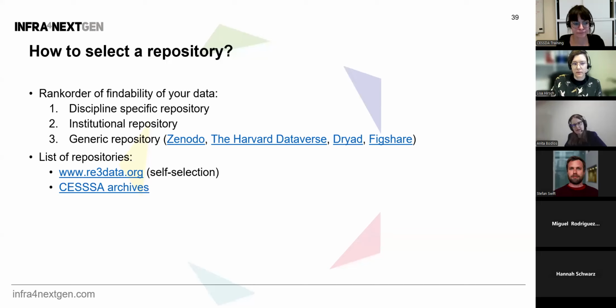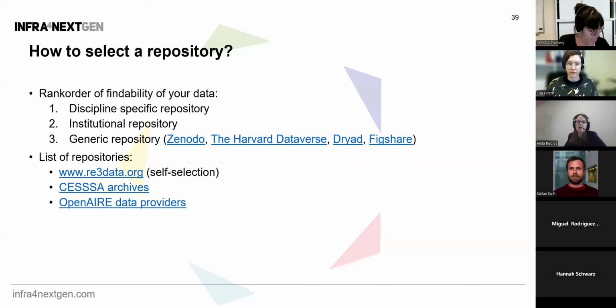If you work with social science data, you could also have a look at the CESSDA archives, the list of all the archives that are part of the Consortium of European Social Science Data Archives. OpenAIRE is another way of finding data providers. The OpenAIRE data providers list, the catalog, has many repositories also enlisted. And for some funders, for instance, for the European Union, it's a necessary requirement that the repository you choose provides the metadata to OpenAIRE.